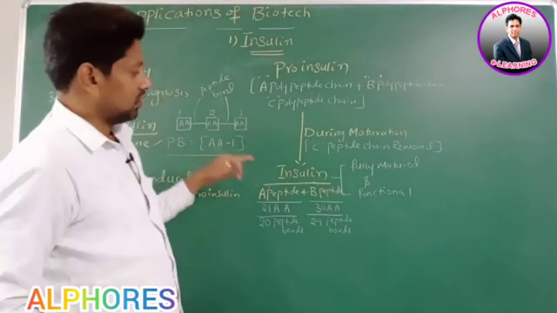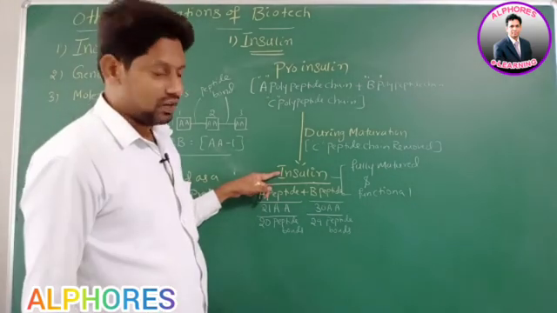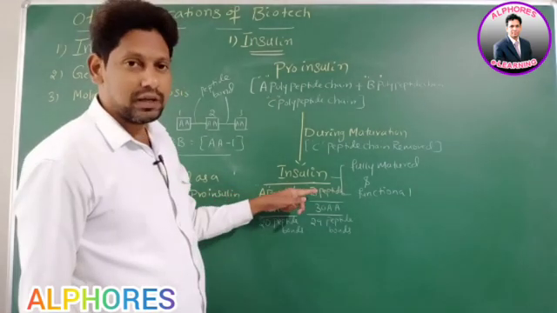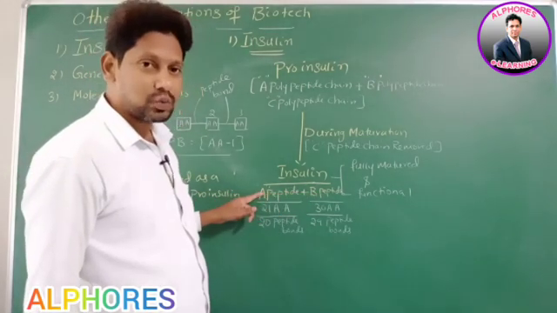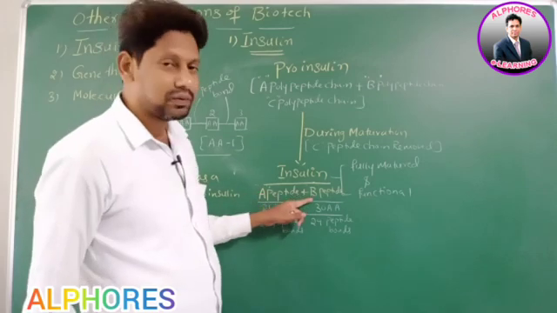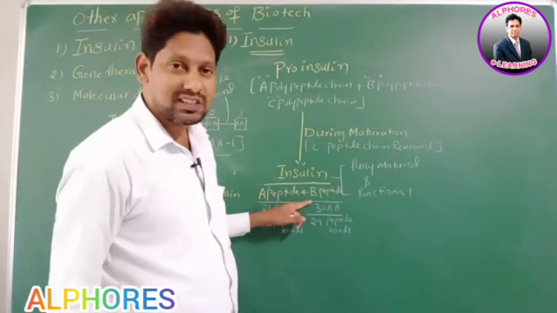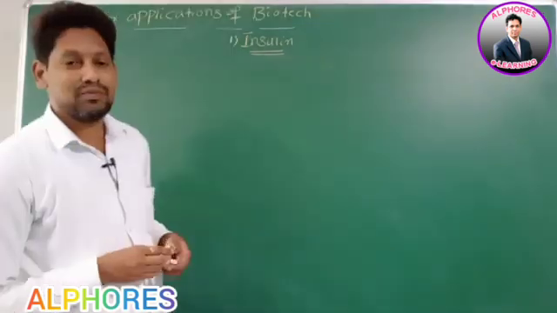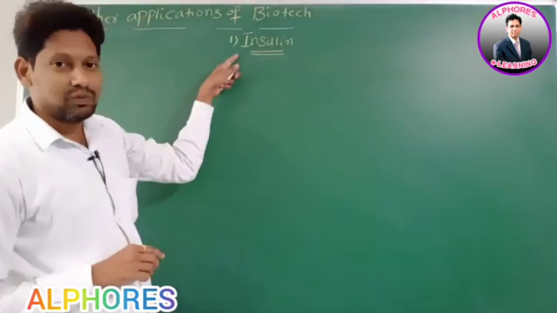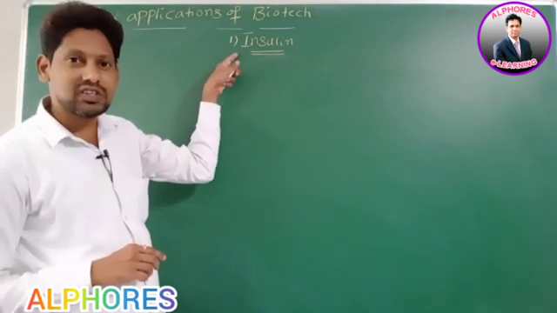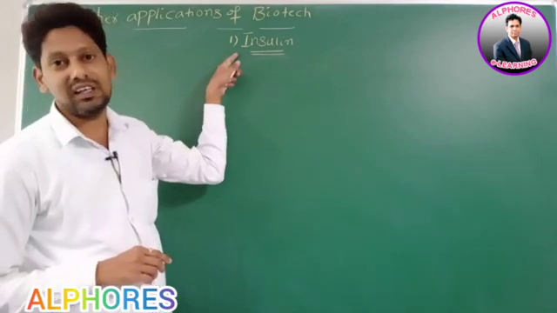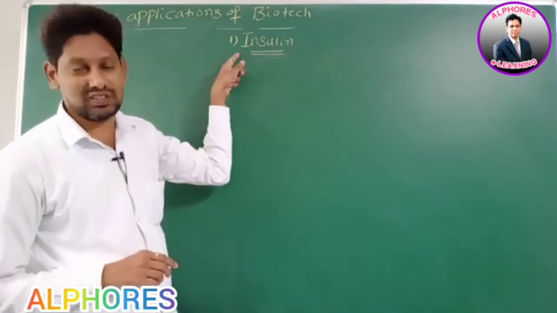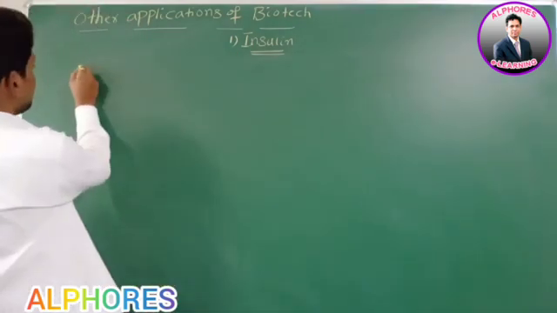Right? Therefore, fully matured functional insulin contains A peptide chain and B peptide chain. A peptide chain with 21 amino acids and B peptide chain with 30 amino acids. Now we are discussing insulin. Nowadays this insulin is produced inside bacteria by genetic engineering process. Yes or no? Right? Now listen to this statement.